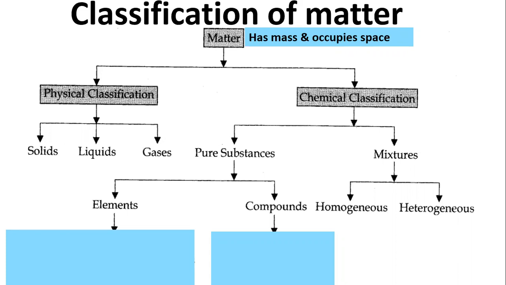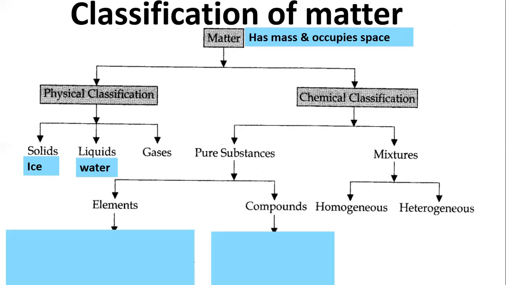This matter is classified into two categories: one is physical classification and the other is chemical classification. The physical classification is again classified into three forms: solid, liquid, and gas. Here, one form is converted to another form easily. Suppose, for example, we take ice and keep it at room temperature, or when it reaches a particular temperature, what happens? This ice will melt to form water, that is, the liquid state.